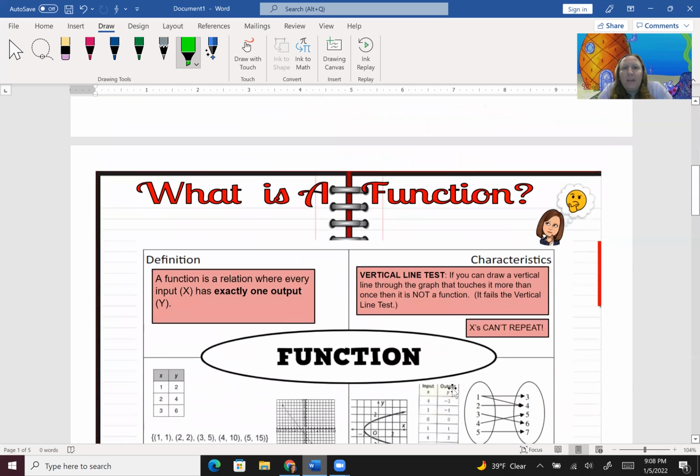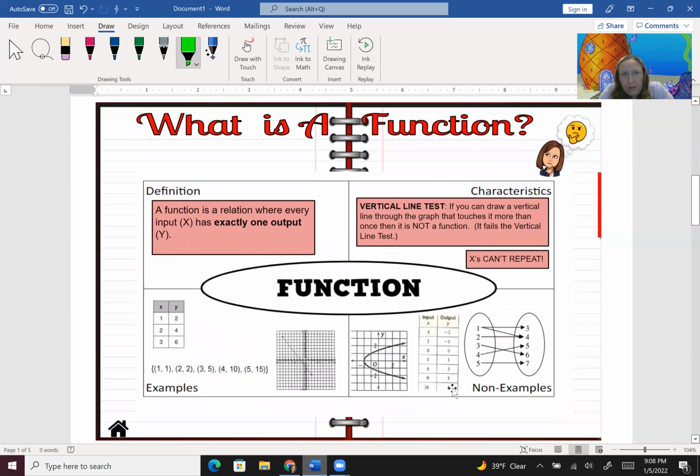So each input can only have one output. So one thing that a lot of people look for, and I will say it usually works, is that you're looking to see if the x's repeat or not. If the x's repeat, that usually means that it's going to be going to two different outputs, which we can't have in a function. It can only go to one. I will say be careful and make sure that it's not the same ordered pair just listed two times. Okay, so if that's the case, then it's not going to two different outputs. It's just there twice. Okay, but usually the x's can't repeat because that means that the x is going to be paired with more than one number.